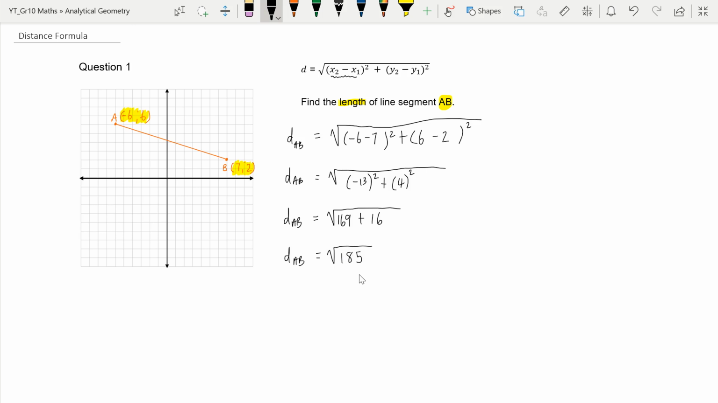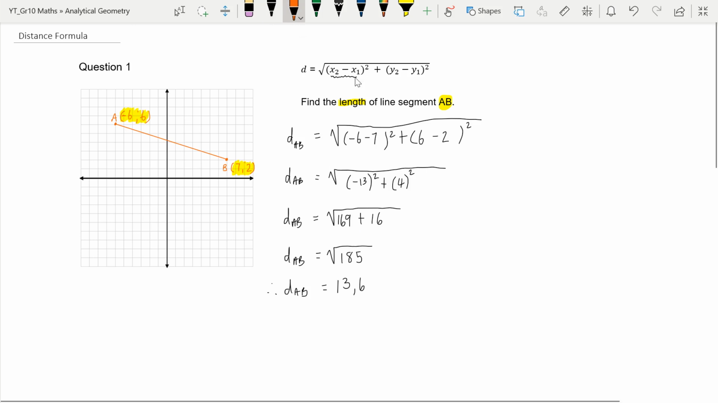185. Now we need to just consider the rounding instruction, grade 10s, if we're going to round that off and give that as a decimal. So therefore our distance of AB, and if we put that into our calculators, I wonder what that would give us. Let's quickly have a look. I get 13.6 if I round it off there to one decimal place, and that is the distance between the two points, the length of the line.